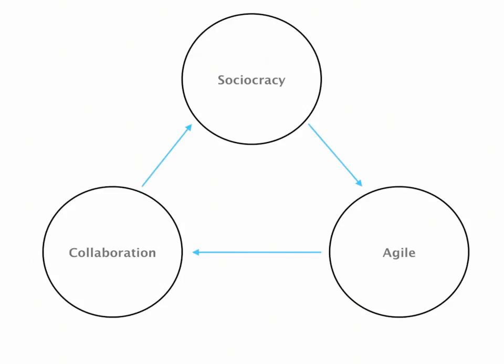So the way I'm going to describe this is I'm going to build on this concept. I'm going to talk about sociocracy, I'm going to talk about agile, and I'm going to talk about collaboration. And the idea is that these three concepts really work well together to not only enable engineering teams to be more collaborative and effective, but to enable an entire organization to operate more effectively. So that's the primary goal again today.